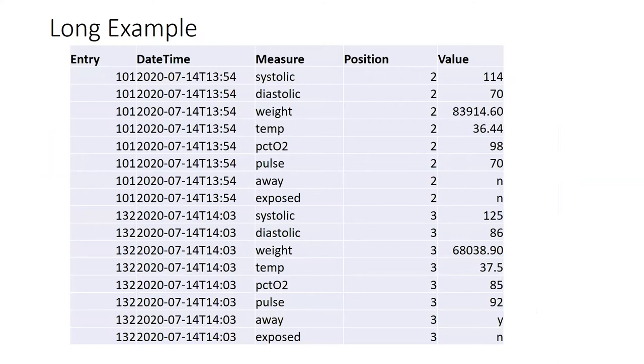Then you can see again you have the same content, but it is now transformed into a long structure. And what happens now? In the long structure, for each entry, you have many different rows. And the daytime also, this was collected. Then you have a column here with all the measures, what they were. And that is in DDI-CDI called variable descriptor component. You see all the different variables here, systolic, diastolic, weight, temperature, and so on. And then for each of those entries, you have the position they had, and you have the value.